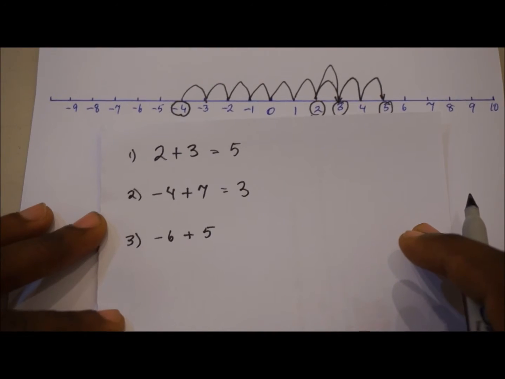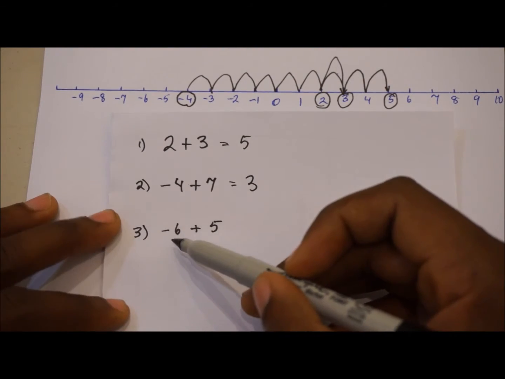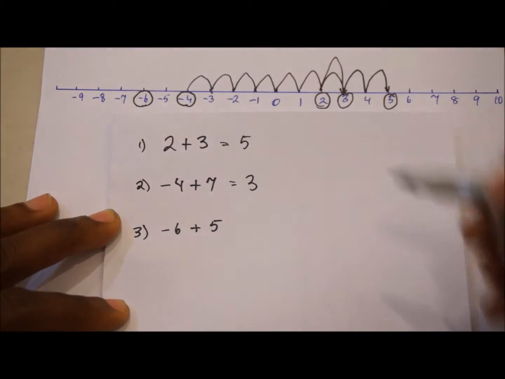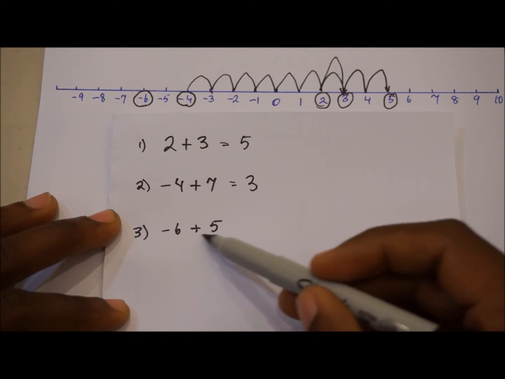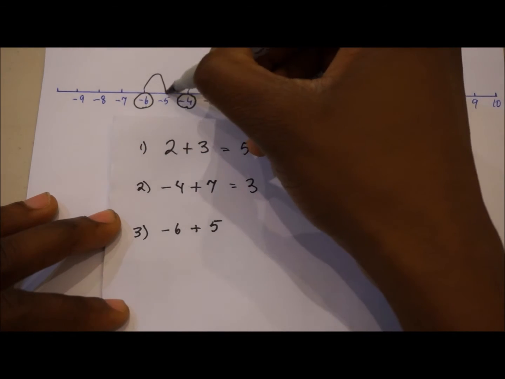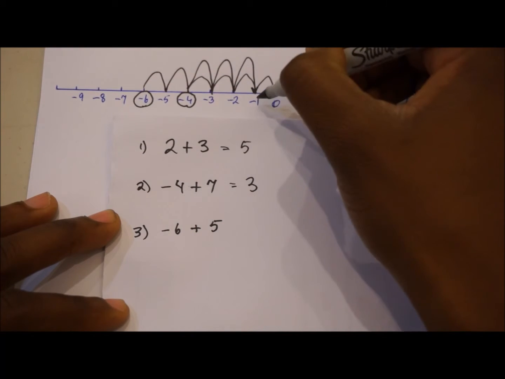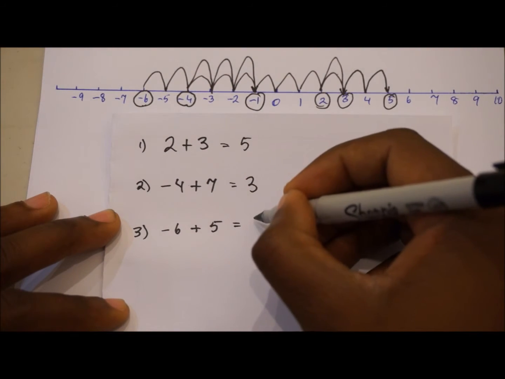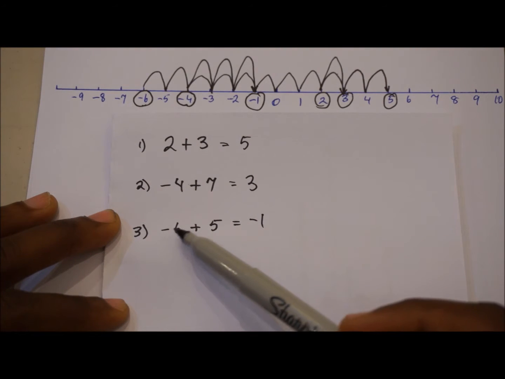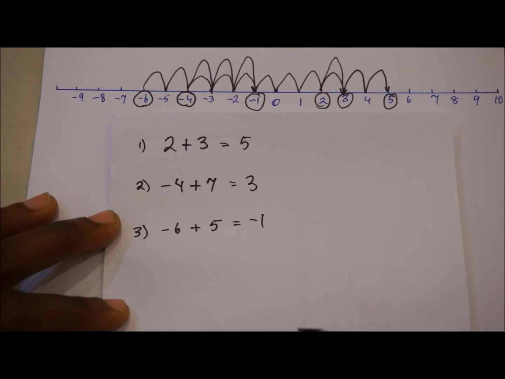And a final example. Negative 6 plus 5. Again, I start at negative 6. And then I need to move 5 spaces towards the right because of this plus 5. 1, 2, 3, 4, 5. I end up here. Minus 1. Therefore, negative 6 plus 5 is negative 1. So we can use a number line in order for us to do an addition. We could do the same thing for subtraction also.